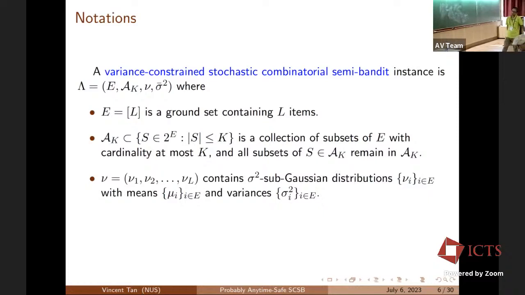Now, each item is associated to an unknown distribution, which I've already alluded to, nu_i, and all these are sigma squared sub-Gaussian distributions.